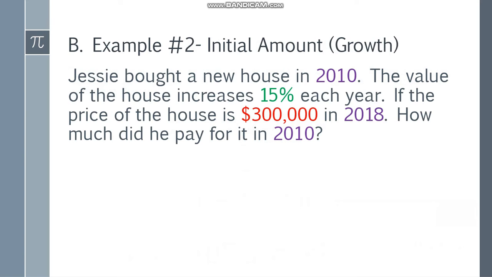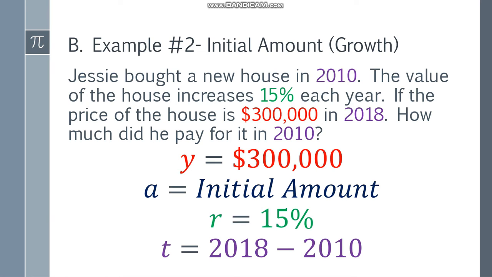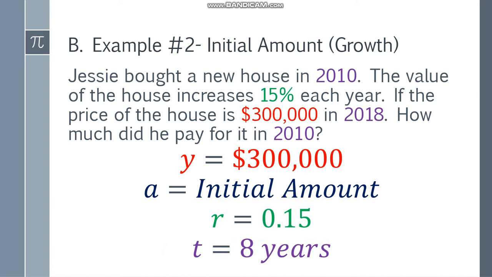So he bought a new house in 2010. We don't know how much it was, but in 2018 it's $300,000. So we know that this is the final amount. So y is equal to $300,000, the final amount. We are asked to find the initial amount. r is 15%, and for time, just subtract the years, 2018 minus 2010. Let's change the rate to decimal form. That will be 0.15. And time, 2018 minus 2010, that will be 8 years.